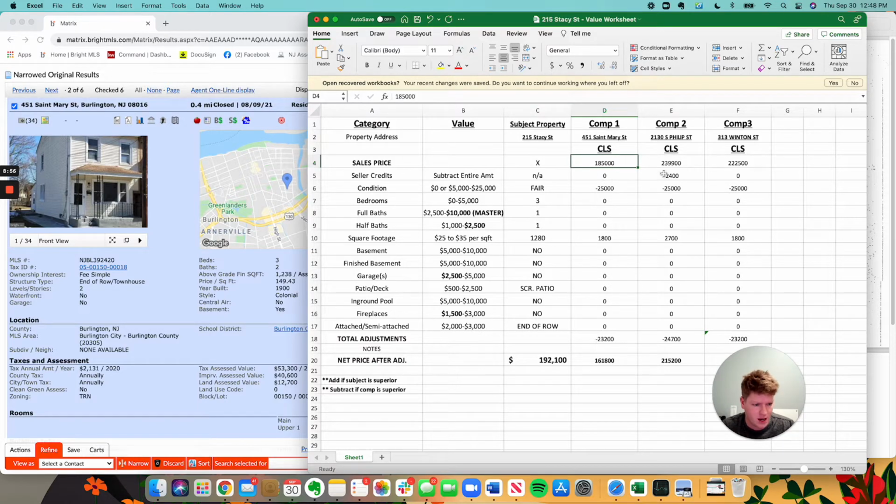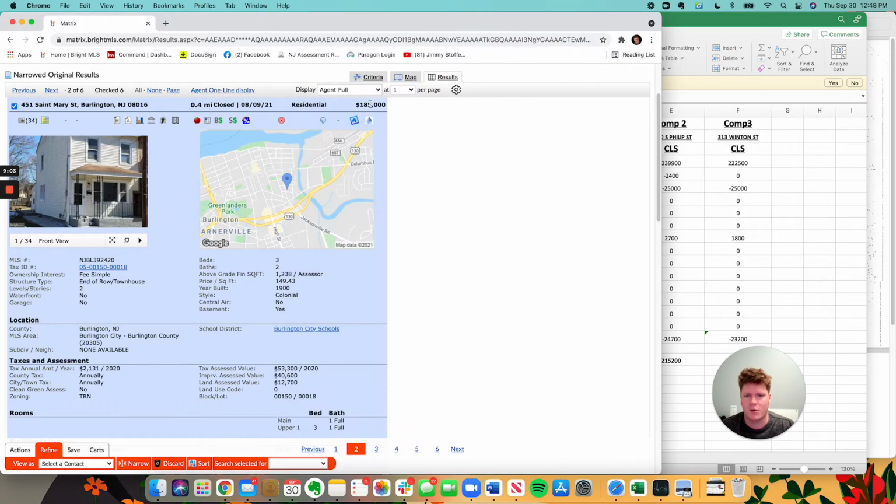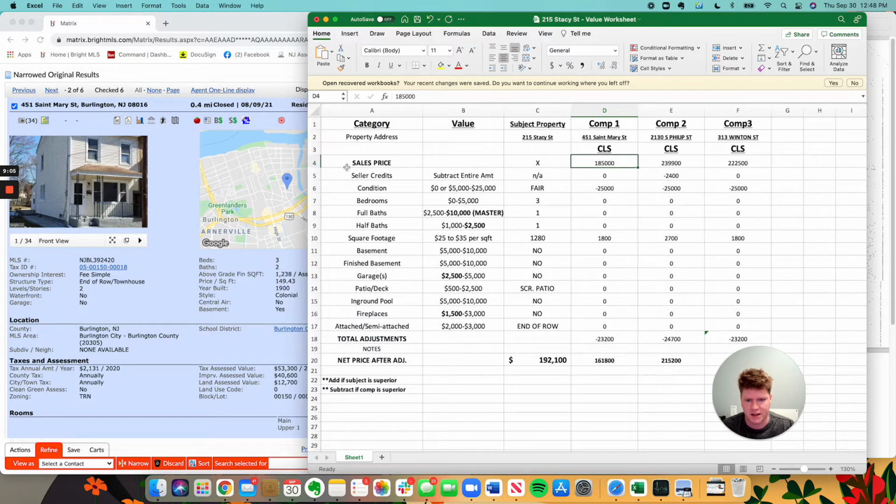It's going to take you some time to do this the first few times. So look on the left. What are we filling in? For 451 St. Mary Street, we need the sales price. Okay, get that in right. Sold for $185,000. Done. Next, seller credits. Are there any seller credits for this house?